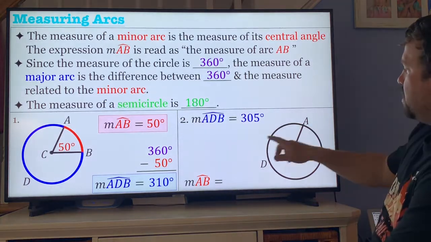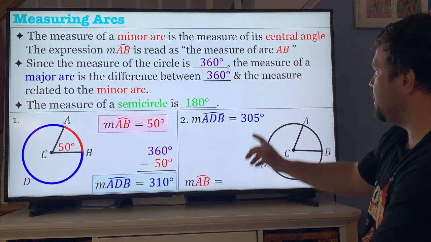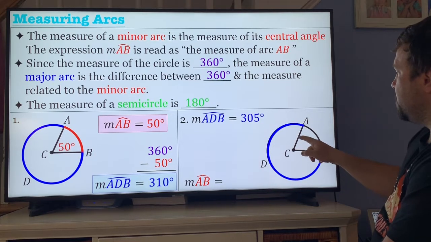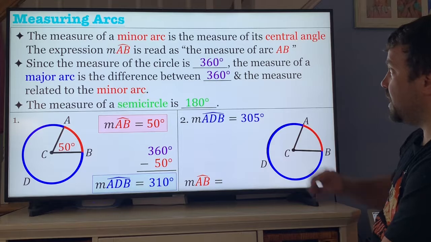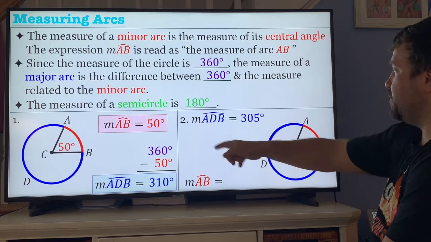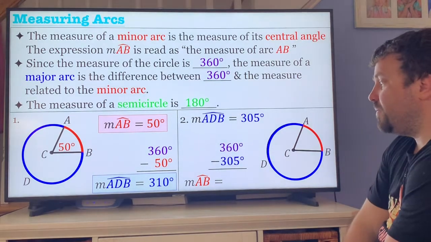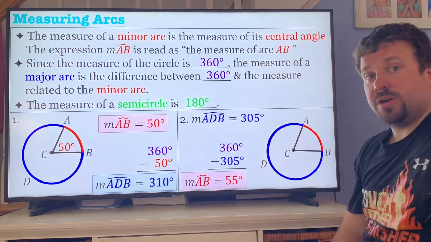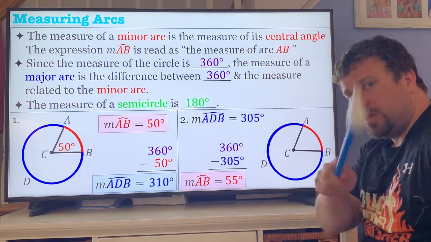All right, let's look. Measure of AB. Now we know ADB, this angle right here, is 305. So this angle would be just the opposite of this. You take 360 once again and subtract 305. And as an answer, you should get 55 degrees. And that's how you find measuring arcs. Very simple lesson. You guys all got this.